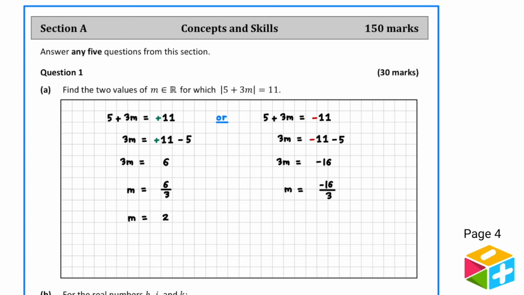We can solve 5 plus 3m equals minus 11 in a similar way. We subtract 5 from both sides. We perform the calculation on the right, and then we divide both sides by 3. This gives us m is equal to minus 16 over 3.